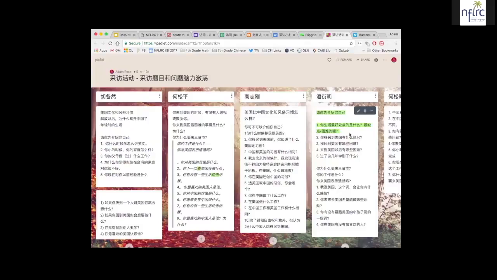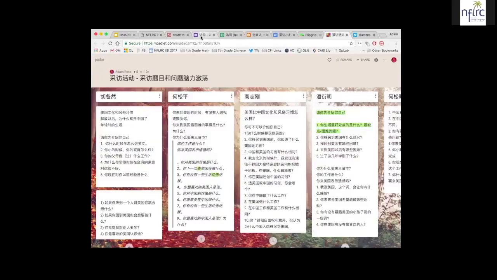And then by using Padlet, students come up with their own questions, and then they can see what other students have to ask. They can borrow these questions, they can offer comments if they think it's a good question, and so on. And this was actually a 20-30 minute long activity that we did together.